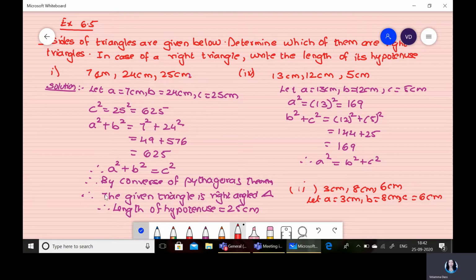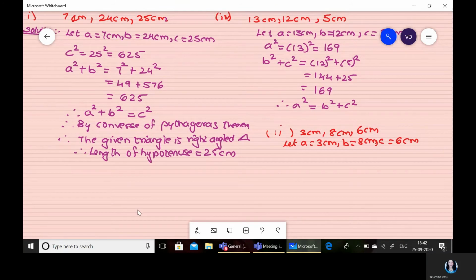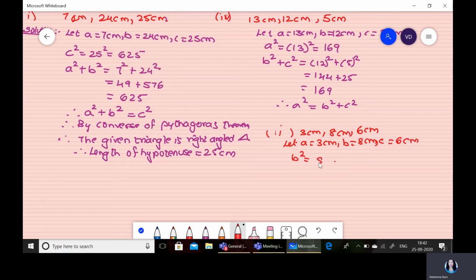So here we have, again, we'll take the square of the longest side. Here 8 is bigger, so B square equals 8 square, that is nothing but 64 centimeter. Correct? Now we will take the sum of the squares of the other two sides. That is 3 square plus 6 square, which gives us 9 plus 36. 9 plus 36 will give you 45.